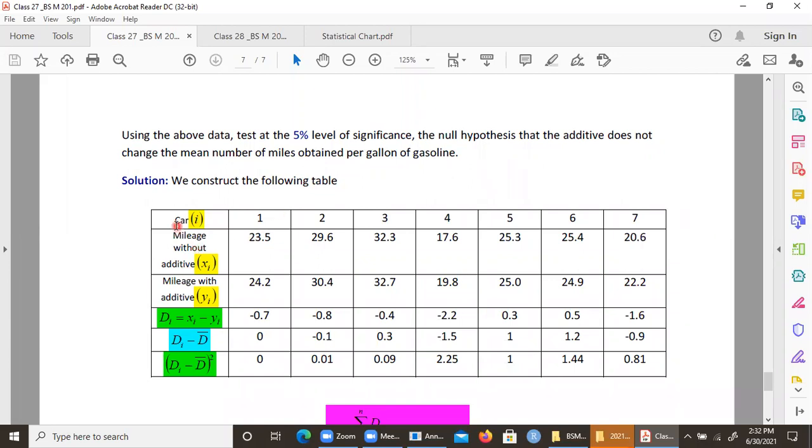So we have got 7 cars. Mileages without additive can be denoted by Xi. Mileage with additive can be denoted by Yi. Mileages are present. We need to calculate the deviations. So we calculated it. This I'm not going to explain. It's very simple. You can understand very well.